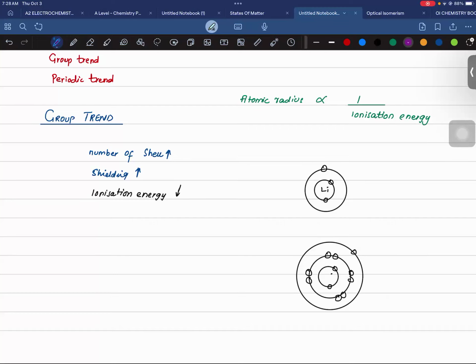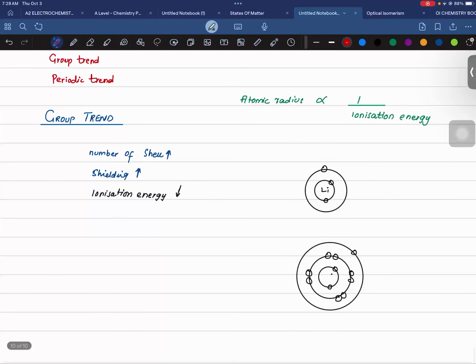Okay. Then we have periodic trend. Generally, we talk about period 3. Period 3 means that we have lithium, then sodium, then magnesium, then aluminum, then silicon, then phosphorus, sulfur, chlorine, and so on.